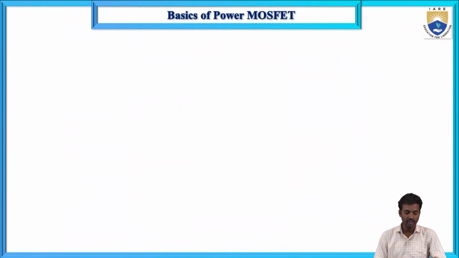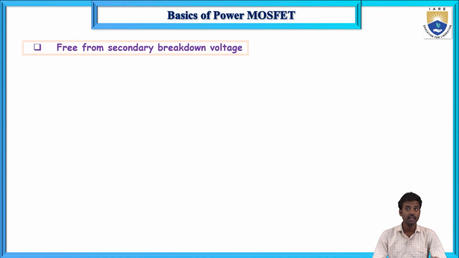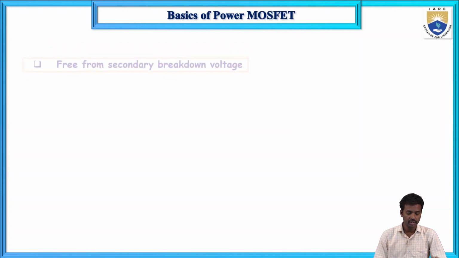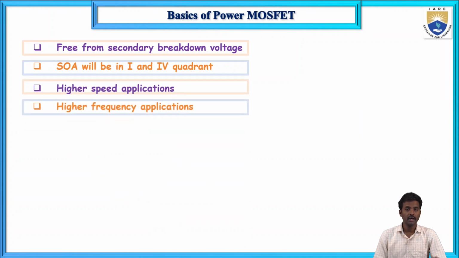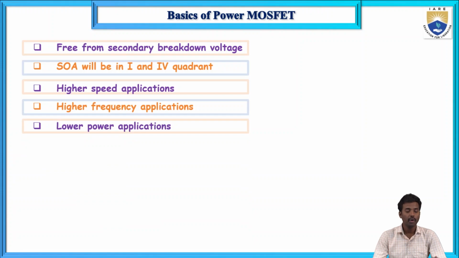And next, it is free from secondary breakdown, but in the power BJT secondary breakdown occurs, while here there is no secondary breakdown voltage. And next, its safe operating area will be in the first and fourth quadrant. And next, it can be used for high speed and high frequency applications, because its turn off time is very short. Short turn off time means frequency is high, and high frequency means high speed, so we can turn off easily. So it can be used in high speed and high frequency applications and low power applications.